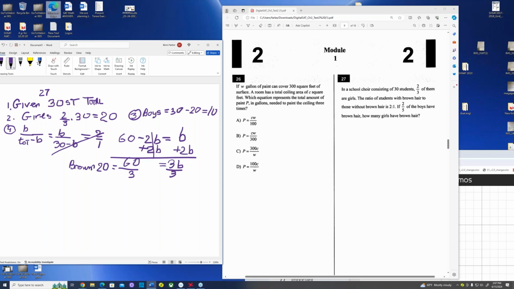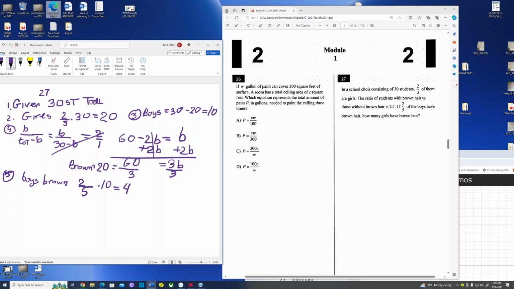So step number 5. 2/5 of the boys have brown hair. Okay, boys brown. 2/5 of boys, but boys is 10. 5 goes into 10 two times, 2 times 2 is 4. We have brown boys, 4.